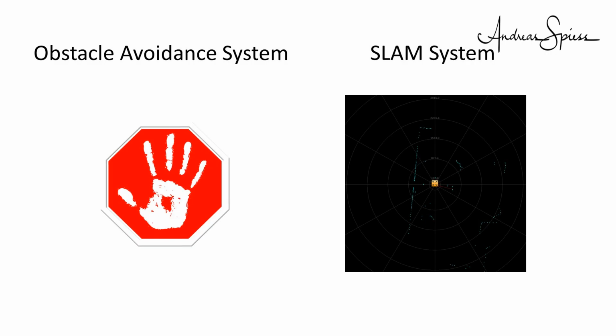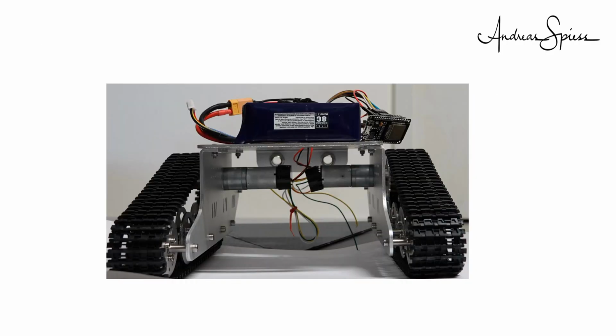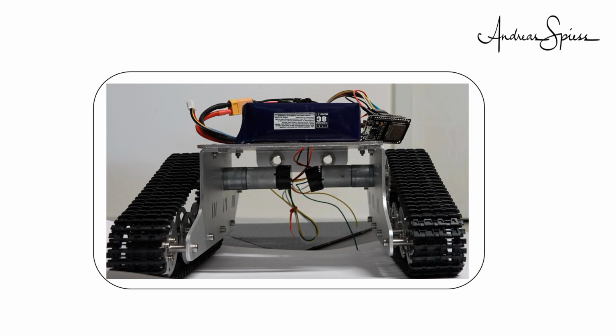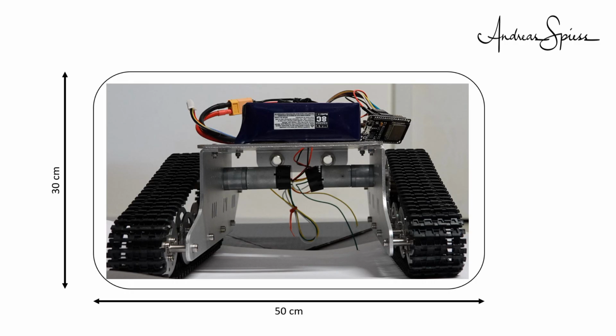An obstacle avoidance system has to create a stop signal to avoid damage. The purpose of a SLAM system is more to optimize the path. Which objects around our vehicle are obstacles which have to be avoided? Let's take our tank. We need to be able to detect all barriers from the surface up to maybe 30 centimeters. From left to right, we need about 50 centimeters.